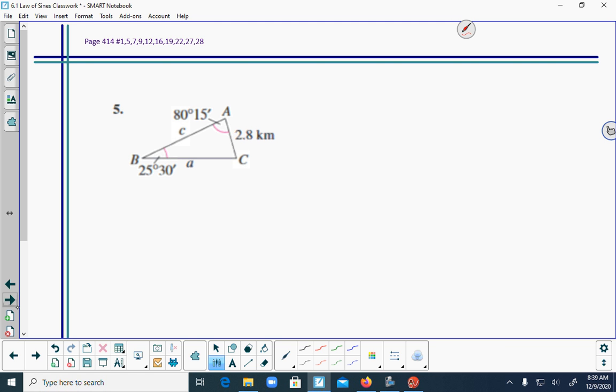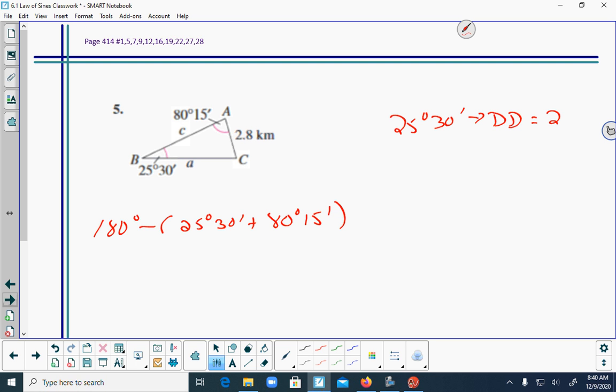So let's find the missing angle. I'm going to do 180 degrees minus 25 degrees 30 minutes plus 80 degrees 15 minutes. If you don't like degrees and minutes, then on your calculator you can take that 25 degrees 30 minutes and change it to degree decimal, and that'll give you 25.5 degrees. And then you can change the 80 degrees 15 minutes to degree decimal, and you're going to get 80.25 degrees.